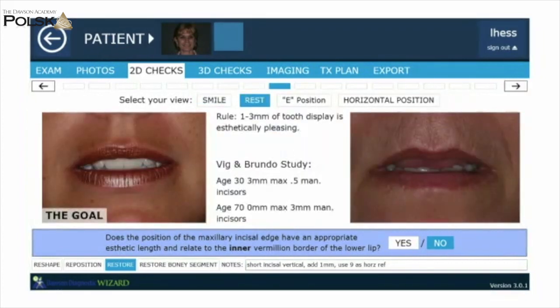We look at the rest position photograph and we can see that we don't see any tooth show at rest. So that's telling us that we might be able to add vertical length to the incisal edge.